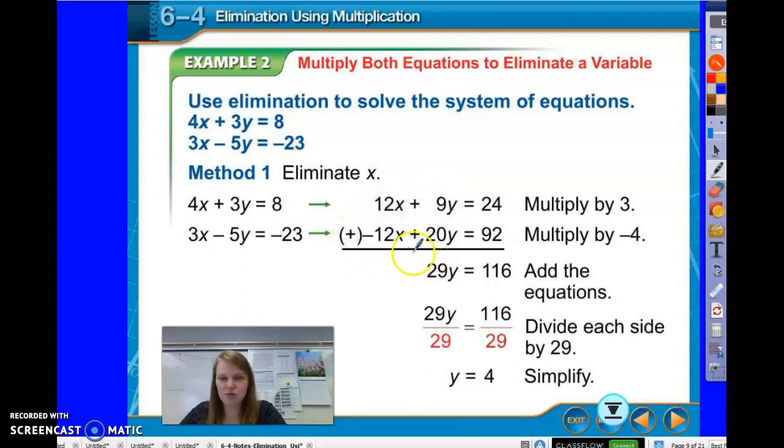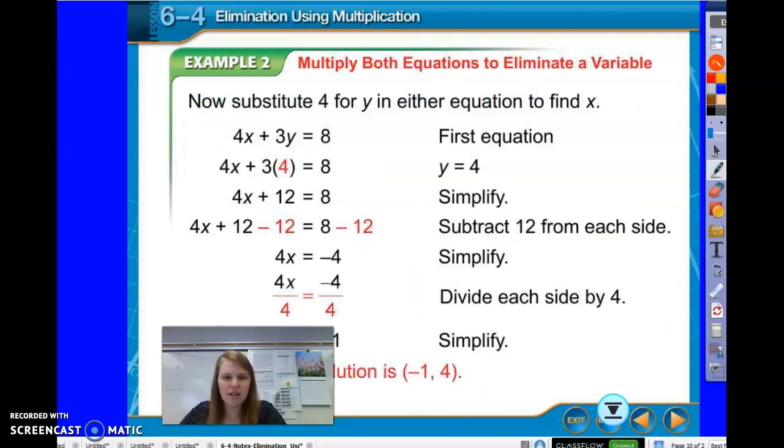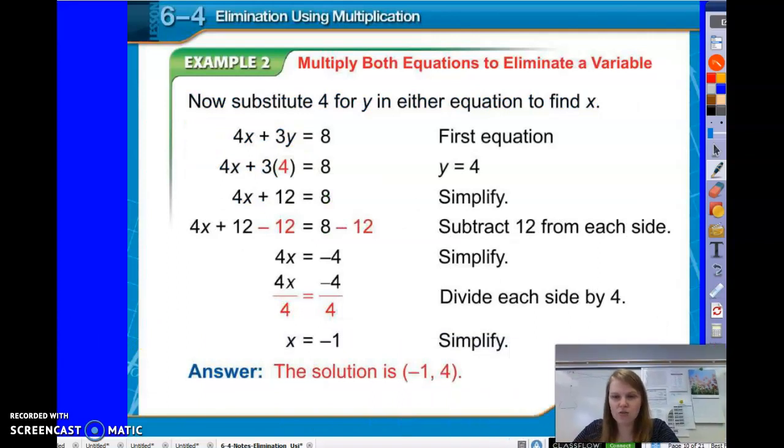12 plus negative 12 gives 0. 9 plus 20, 24 plus 92. I get y on the side by itself, and they got y equals 4. Next, once they figured out y equals 4, they came back over here and said, okay, if y is 4, what's x? So they plugged in the 4 for y in their favorite equation, which was the first one, and do the math. Ask if you've got questions, feel free to ask, and I'll work through any of these. They ended up with x equals negative 1, so this is their solution.